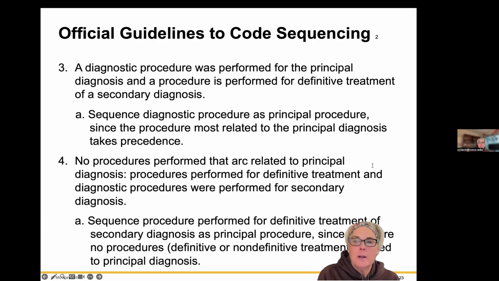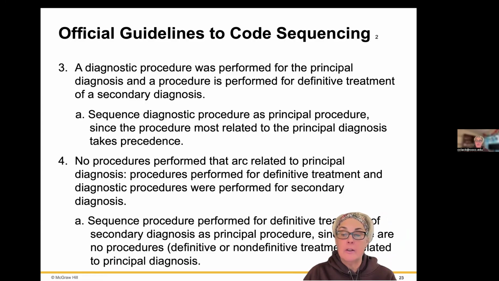The key takeaway from these rules is that the principal procedure selection is not about the largest or the most invasive. It's about applying the guideline logic in a consistent order. First, look for procedures tied to the principal diagnosis. Then decide whether those are definitive or diagnostic. And only if nothing is related to the principal diagnosis do you move to the definitive treatment of the secondary diagnosis.